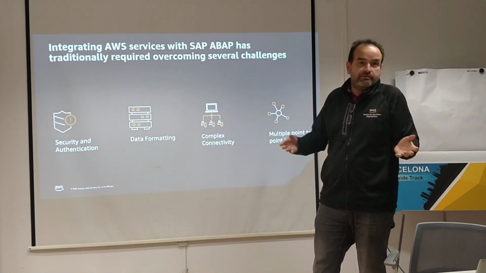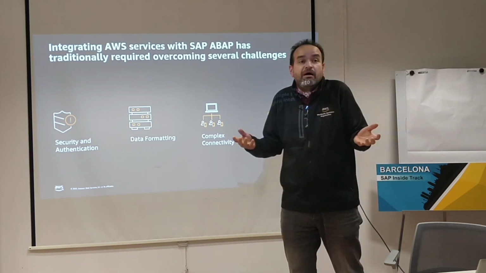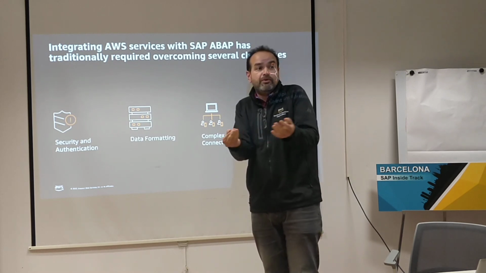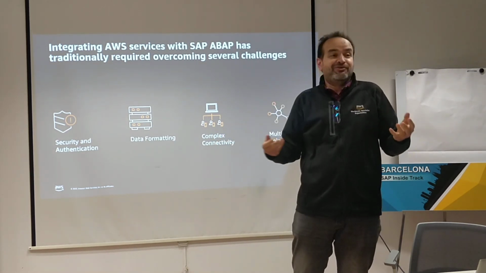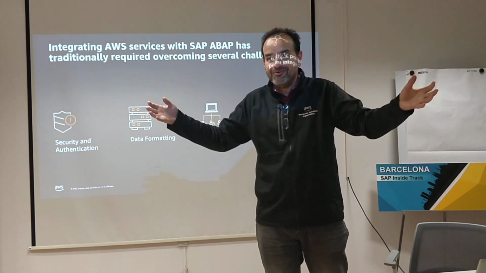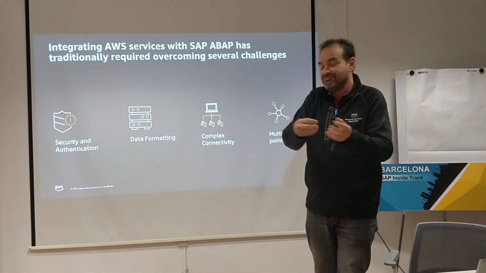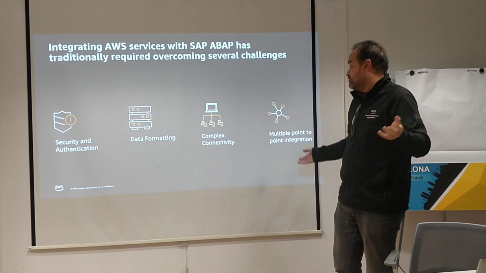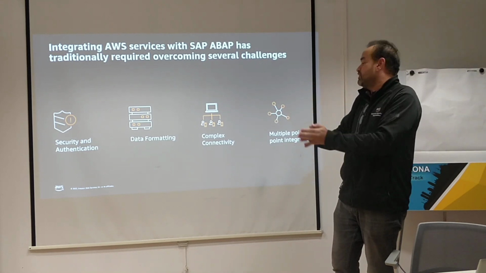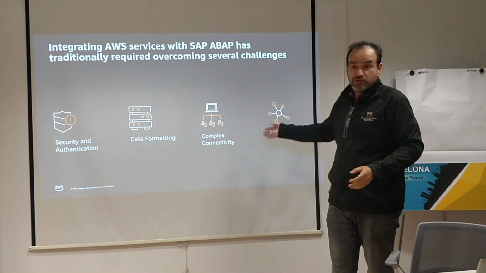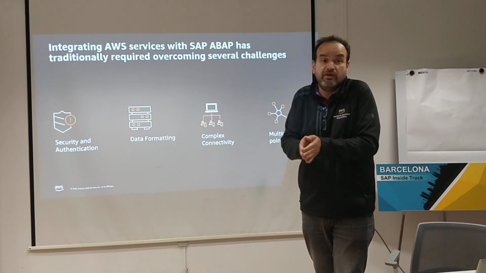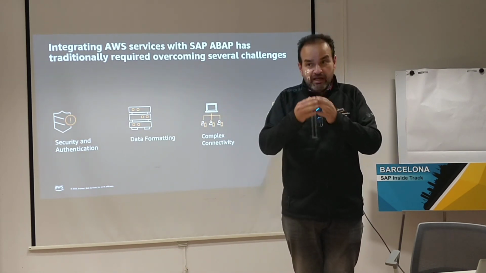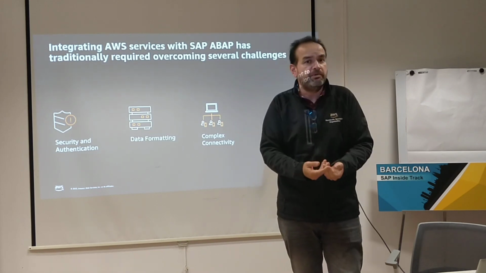The data formatting. We are working on ABAP. We are going to send to AWS an internal table, something. Usually the cloud works on Parquet, JSON, but it is very tricky to do this. The connectivity, as I said before, always something in the middle, and multiple points of integration. Take into account that AWS has, at the moment, more than 200 services, and each of the services will have multiple APIs.